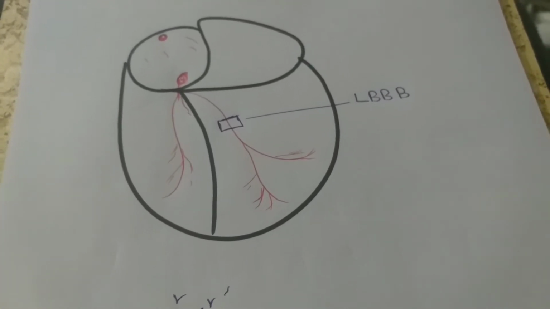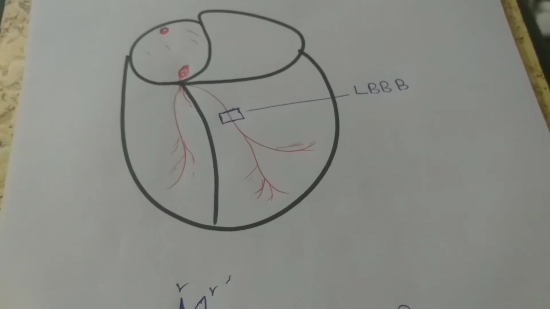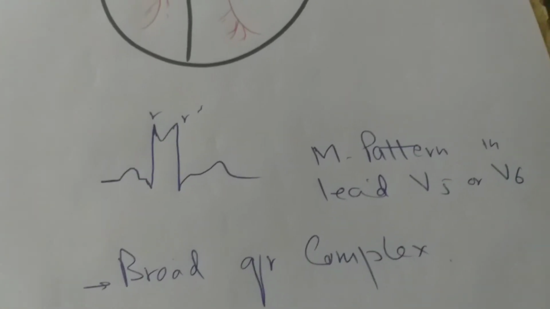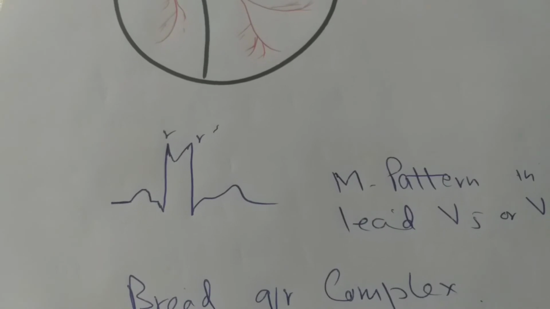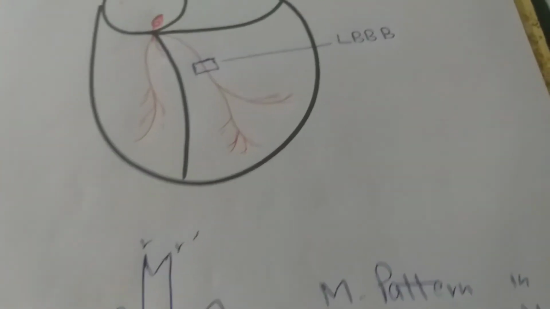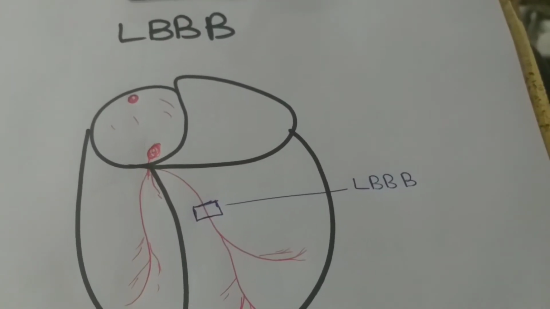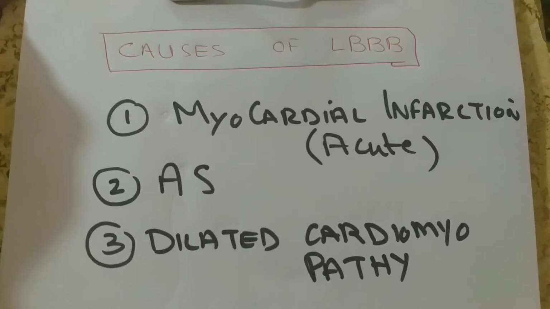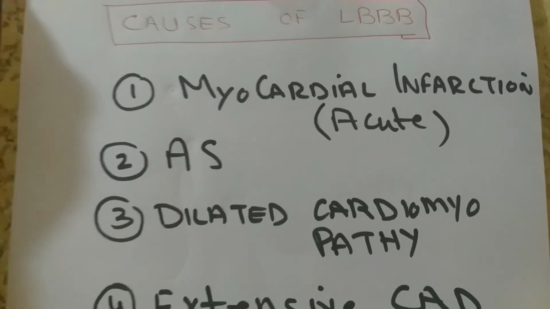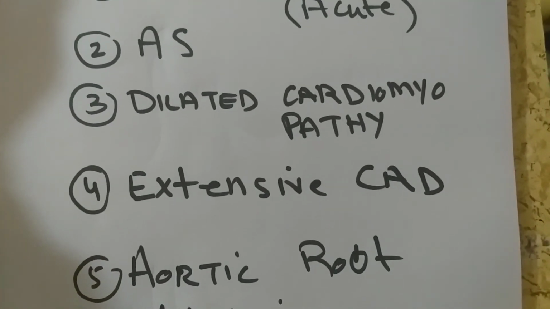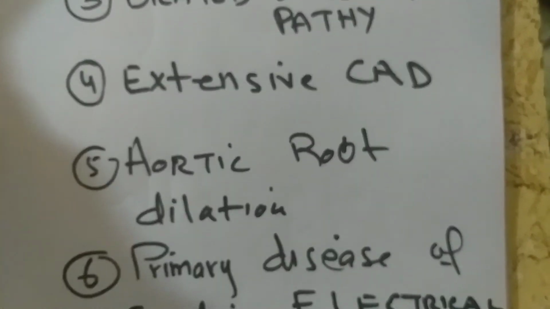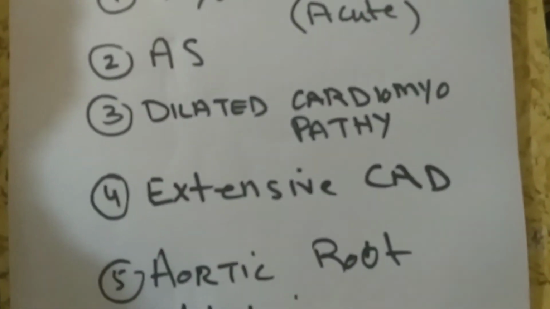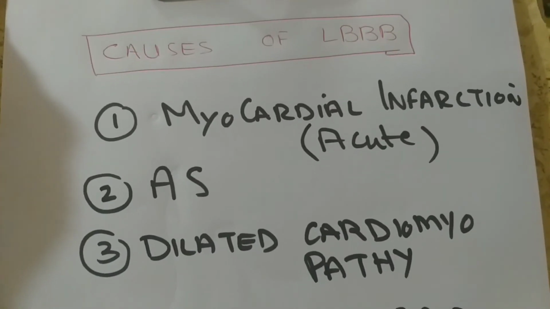So when we say, what is the definition of left bundle branch block, it is broad QRS complexes, i.e. more than 3 small boxes or 0.12 second, and an M pattern or R prime pattern in lead V5 or V6 is known as left bundle branch block. There are some causes of the left bundle branch block. These are acute myocardial infarction, aortic stenosis, dilated cardiomyopathy, extensive coronary artery disease, aortic root dilatation, and primary disease of the cardiac electrical conduction system. So these can be major causes of the left bundle branch block.